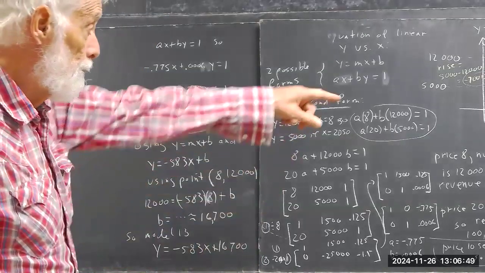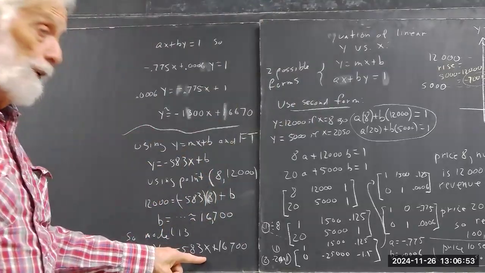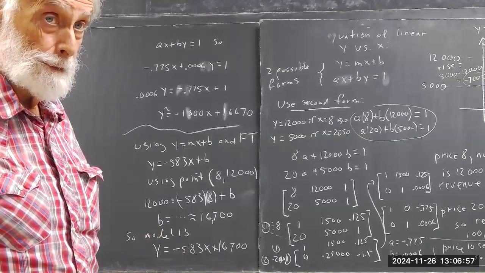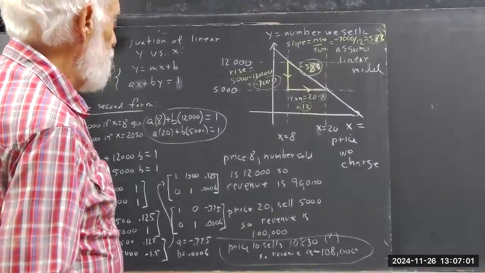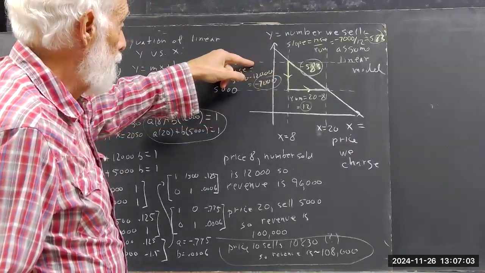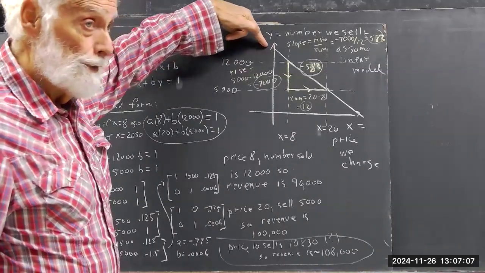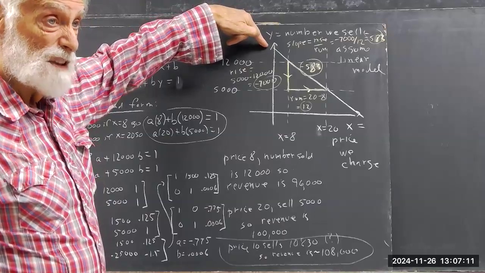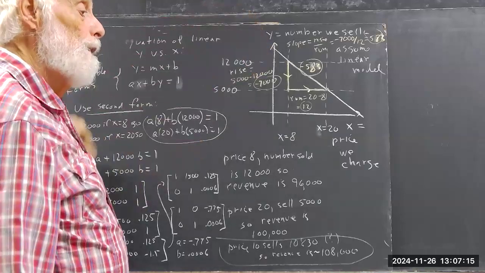Now, does that make sense in terms of our graph? The y-intercept occurs when x equals 0. If x equals 0, y is 16,700. Here's our graph. Here's 12,000. Here's our y-intercept. Could that conceivably be 16,000 something? Yeah. Seems reasonable. So I tend to believe this model.